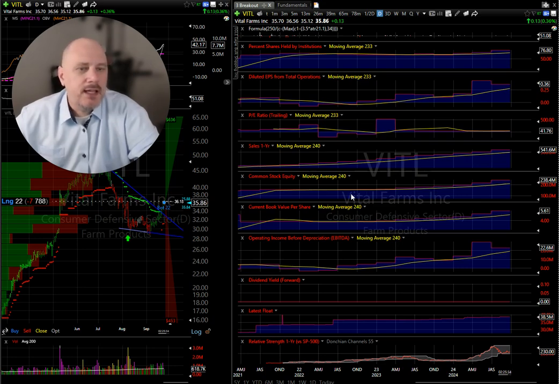Common stock equity. If you want to find companies that are well run, and I mean well run, and not companies where they're hosing the shareholders, you want to see that the common stock equity is growing. It needs to be on an uptrend. And look at that. Common stock equity is growing. Book value per share. The book value per share is also growing. Usually book value is going to go up if you have common stock equity going up to kind of run together. Operating income before expenses also growing.